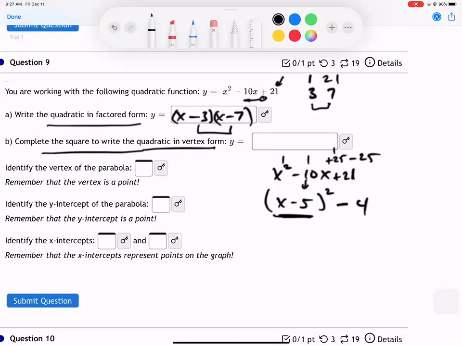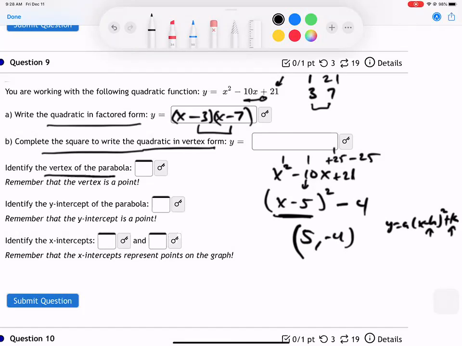That's our vertex form. The cool part is now we can answer the second question. What's the vertex of the parabola? It's 5 comma negative 4. We said our vertex form is y equals a times (x minus h) squared plus k. So h is inside the parentheses and k is outside.